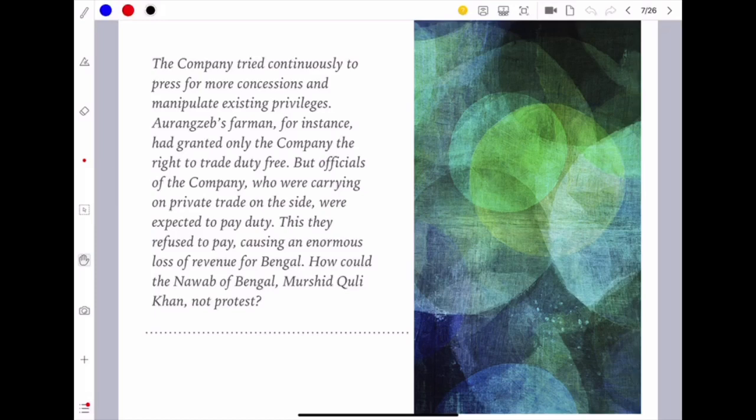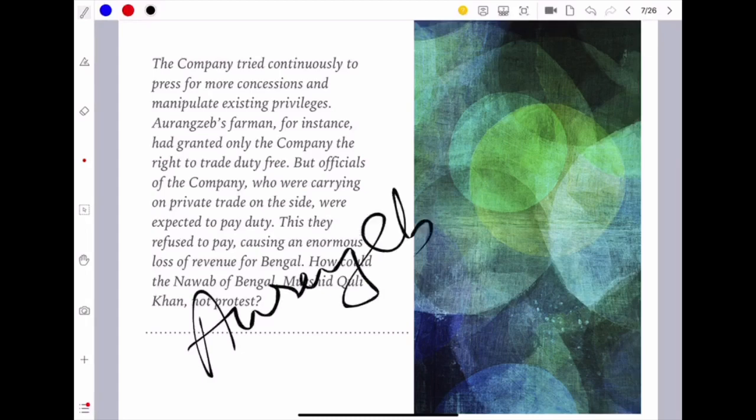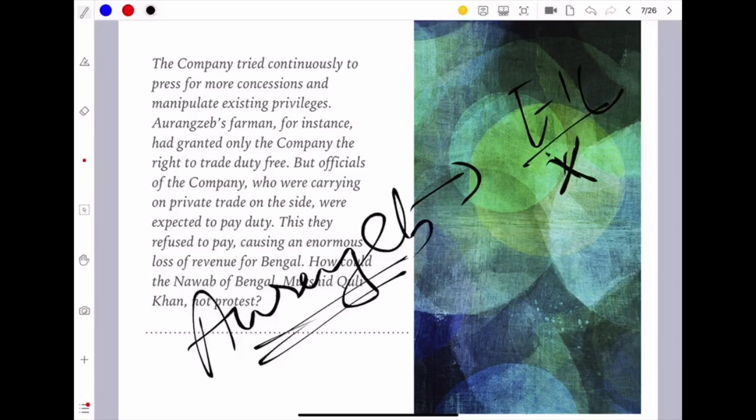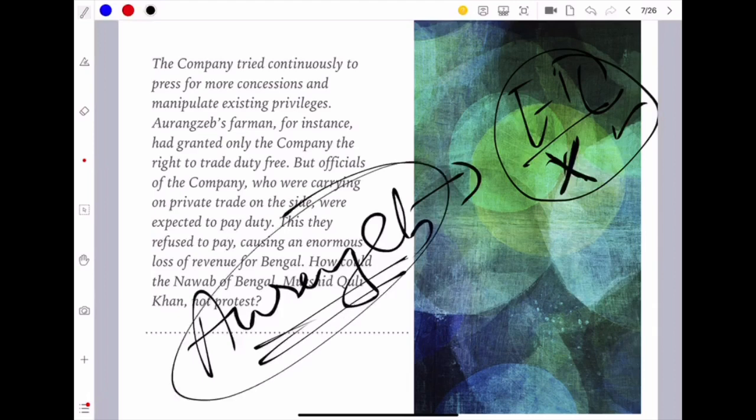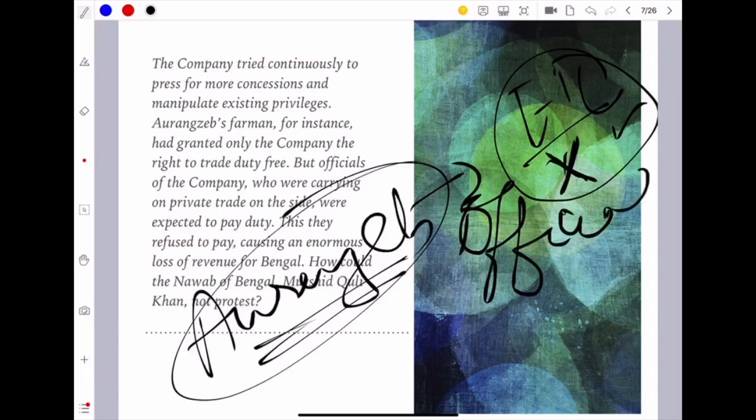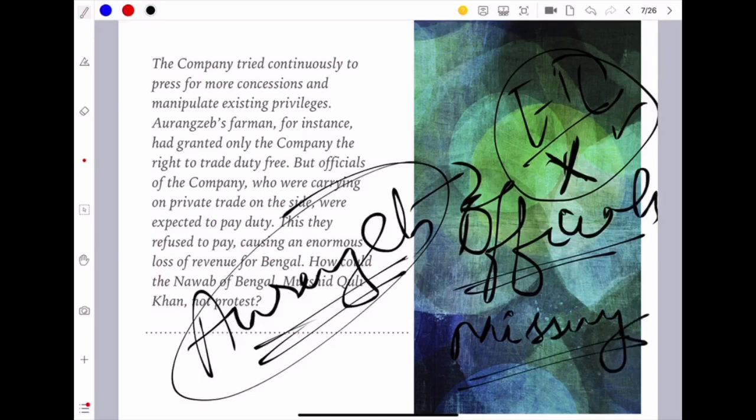Now see, as we started, Aurangzeb said that the East India Company does not have to pay any taxes. You can trade in India with ease, okay? But these officials started misusing their rights. This caused an enormous loss of revenue in Bengal.